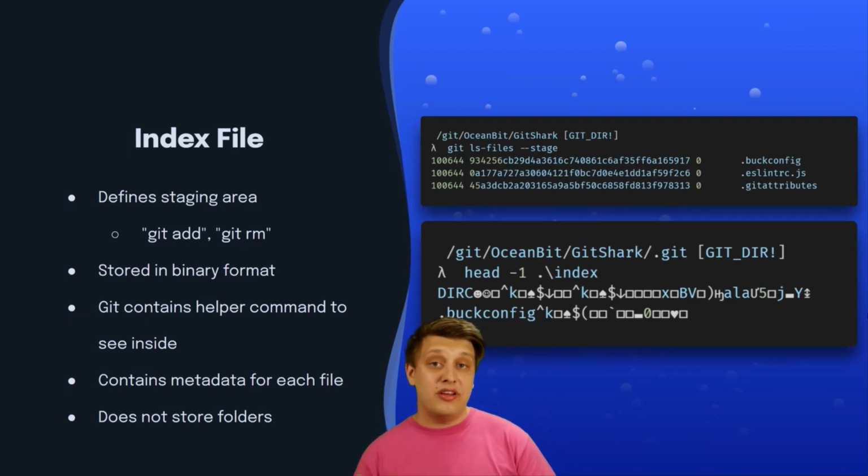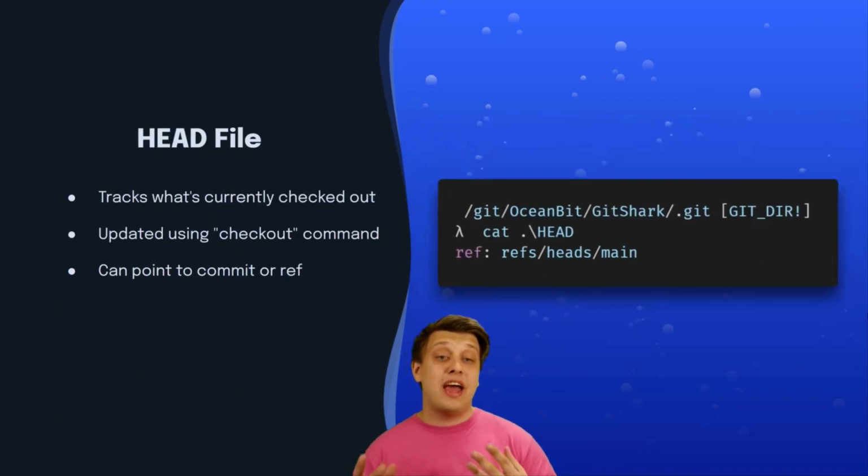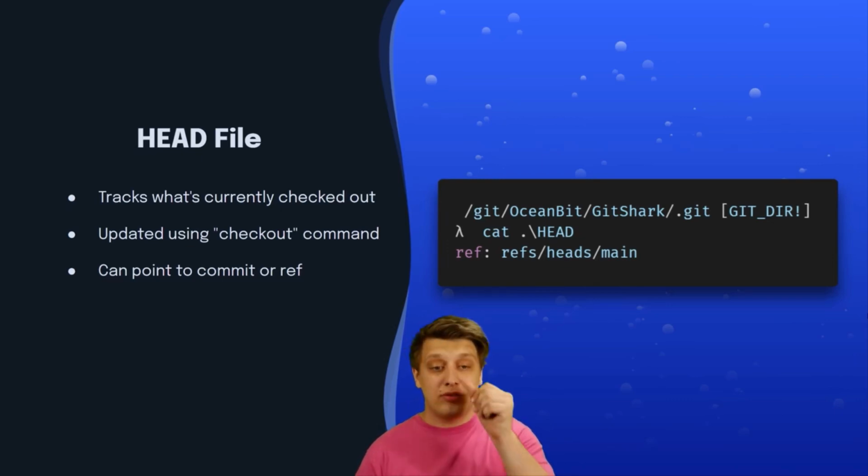So an addendum to the index file, there's also the HEAD file, right, which is another file in the Git folder. This tracks what is currently checked out. So if you were to run a checkout command, it would update this. And we can see that if we cat the HEAD file, it shows us a ref, right?